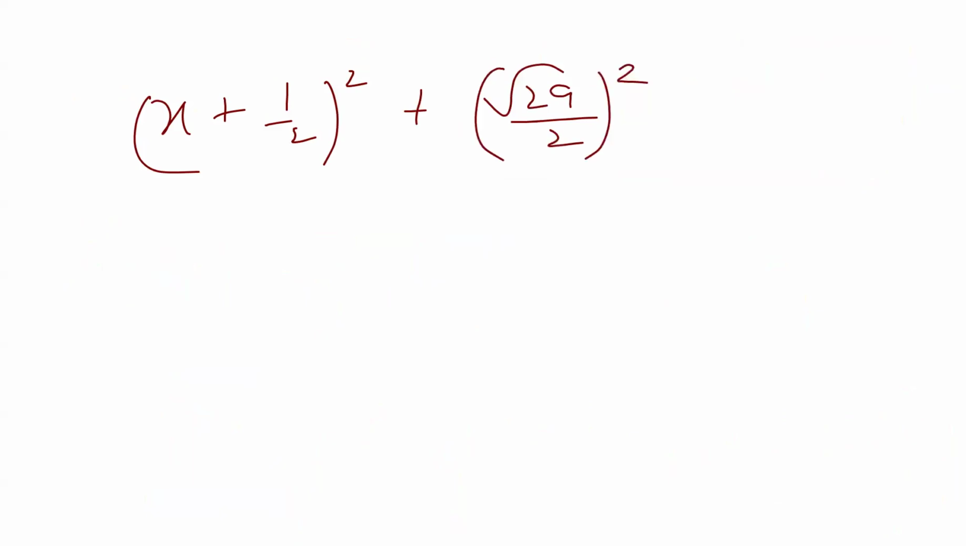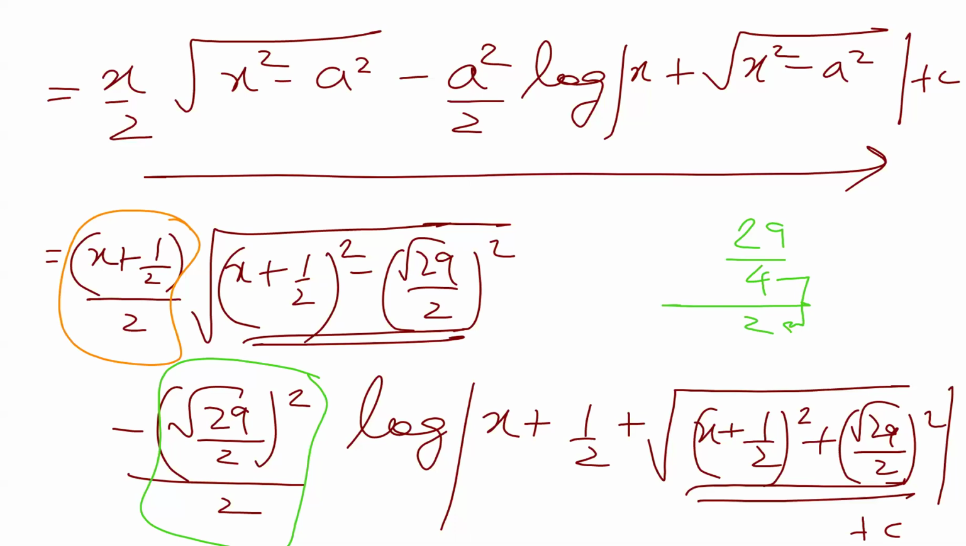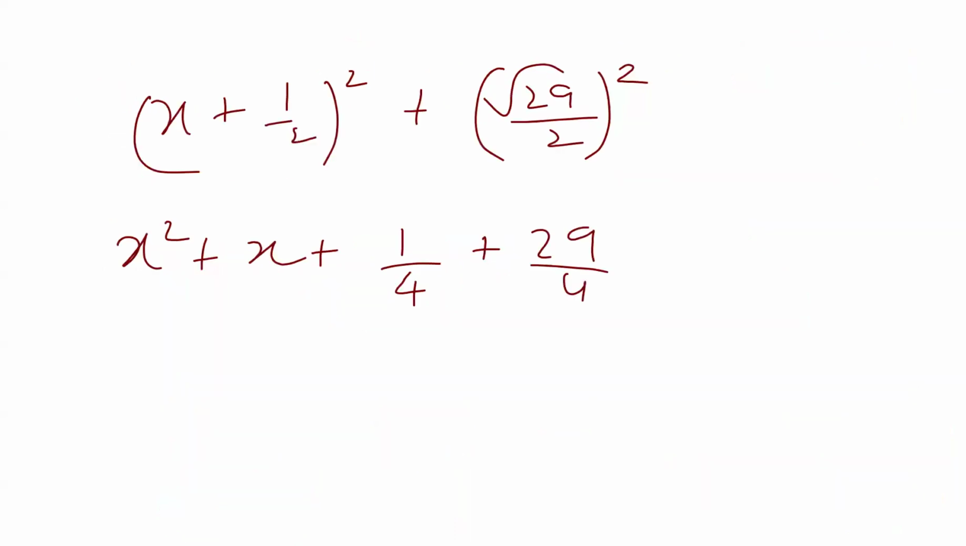X plus 1 by 2 the whole square plus root 29 by 2 the whole square. So x square plus x plus 1 by 4. A plus b the whole square plus 29 by 4. Okay, I think I missed out on something. It should be x square minus a square. So this should be also minus over here. So it is minus, not plus. It's minus in between.